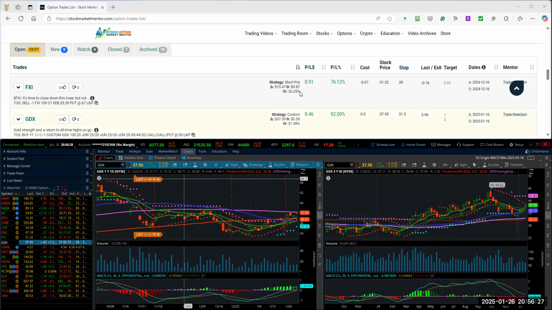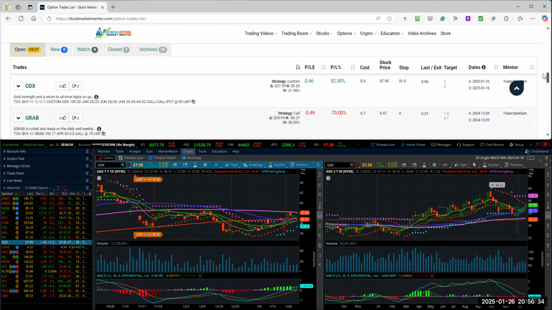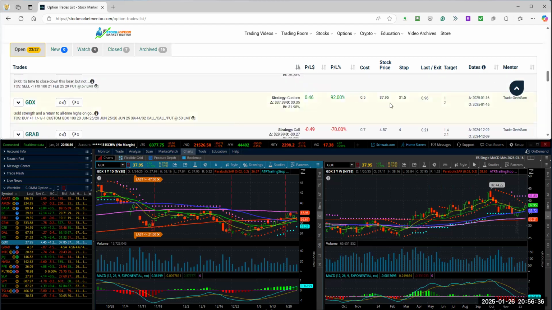GDX, our bullish play, a longer term play on GDX. Gold has been strong. And so far, we haven't hit our first profit. However, we came very close on Friday. In fact, it's possible that we might have hit it, but in any case, we paid 50 cents for this. We're looking for a double. If you got your double on Friday, congratulations.